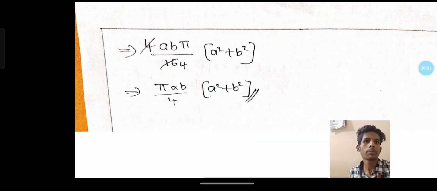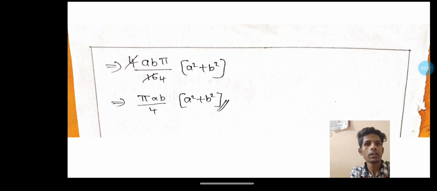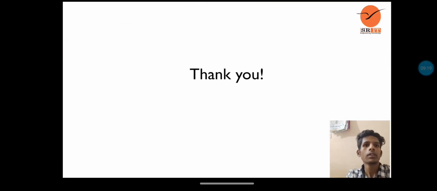Now 4ab pi by 16 into a square plus b square. Now the 16 will be cancelled with 4, 4 by 16. Then the answer will be pi ab by 4 into a square plus b square. Okay, thank you.